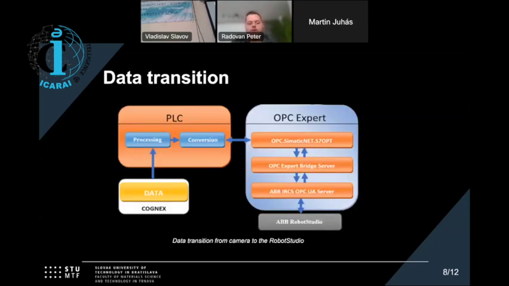On this picture, you can see data transmission from the camera to Robot Studio. That means the camera collects the data and then sends them to a PLC for further processing. After the conversion by OPC through an OPC expert, these data are sent directly to Robot Studio via the ABB IRC5 OPC UA server.